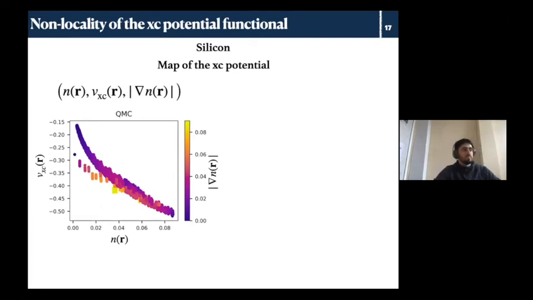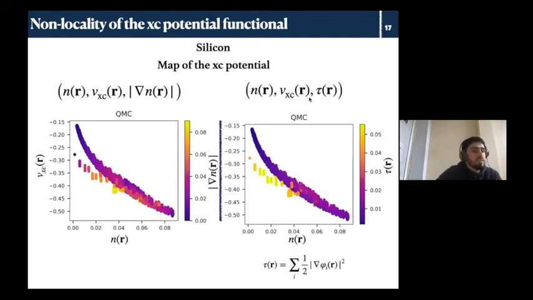And if we do the same plot, but with the kinetic energy density, we can easily distinguish between the points that belong to the main branch, which is closer to the LDA, and the points that are in this extra branch, which characterize the exact VXC.